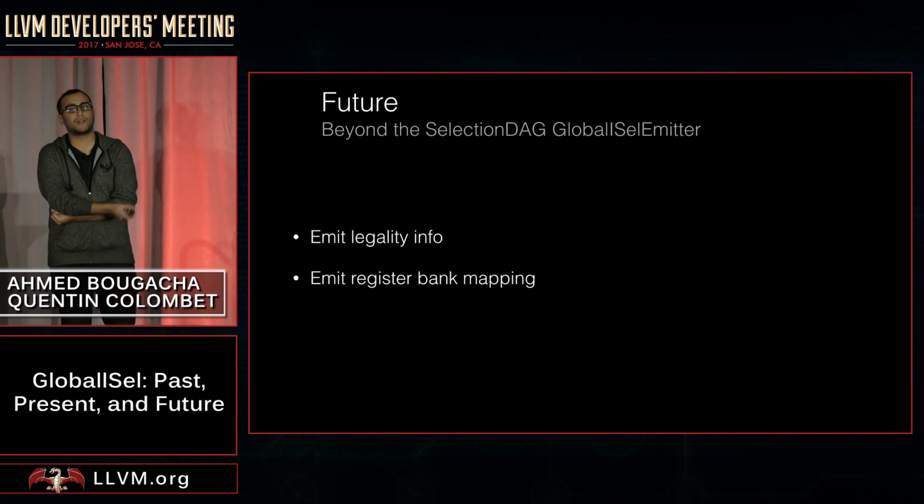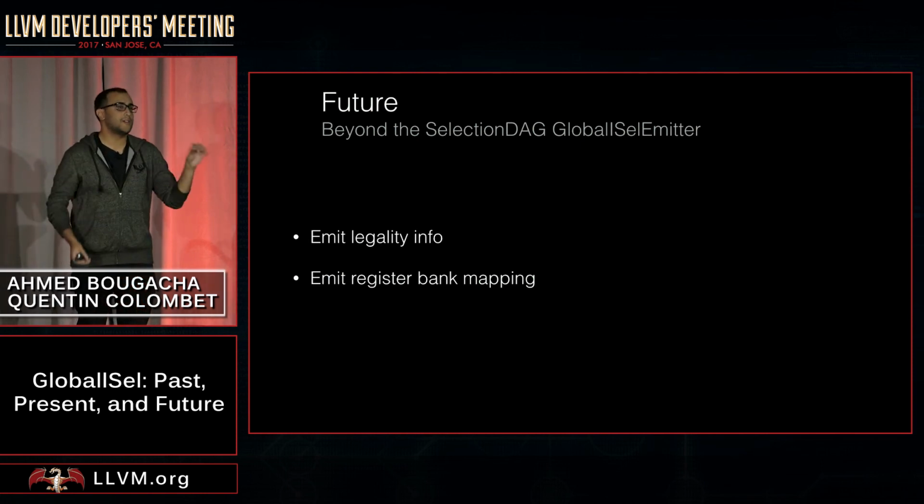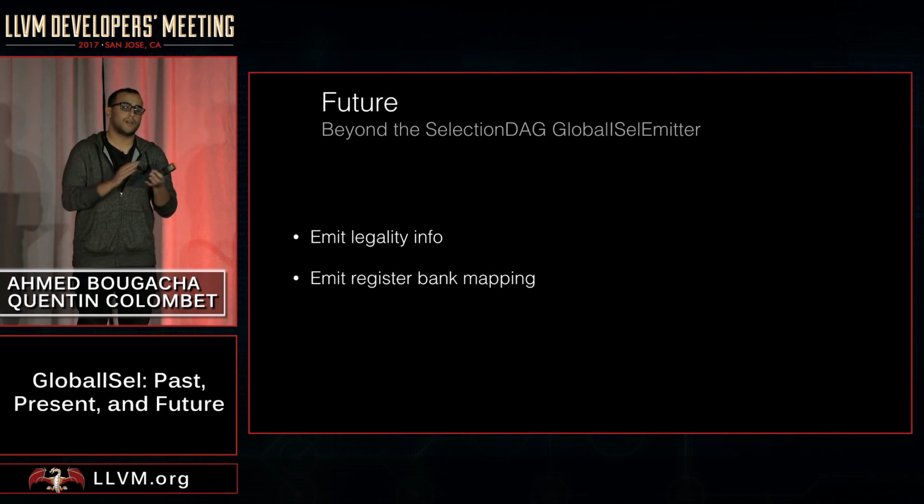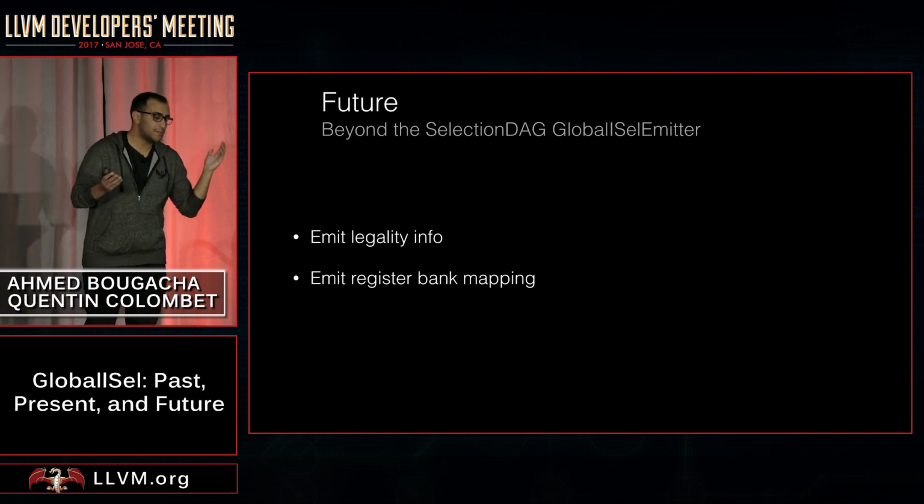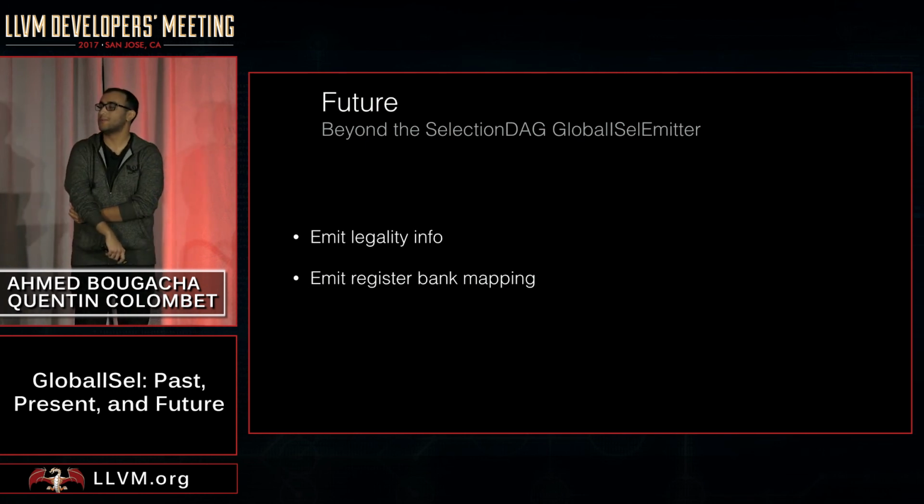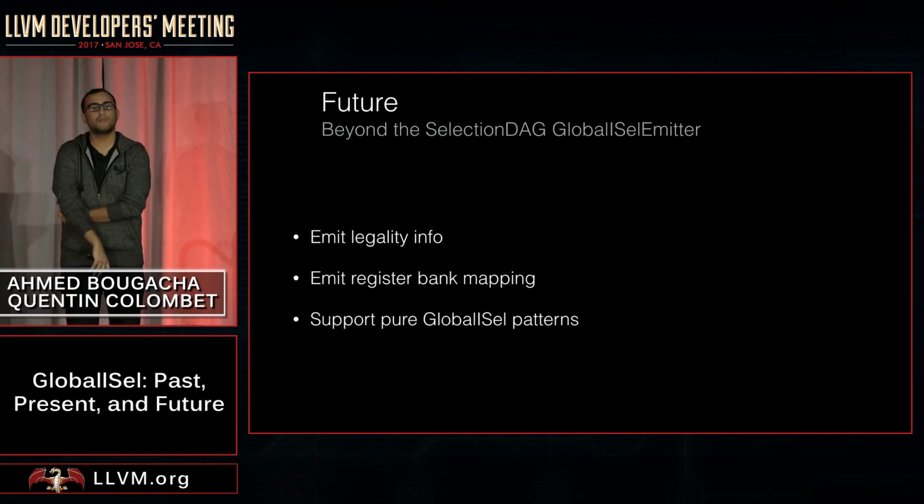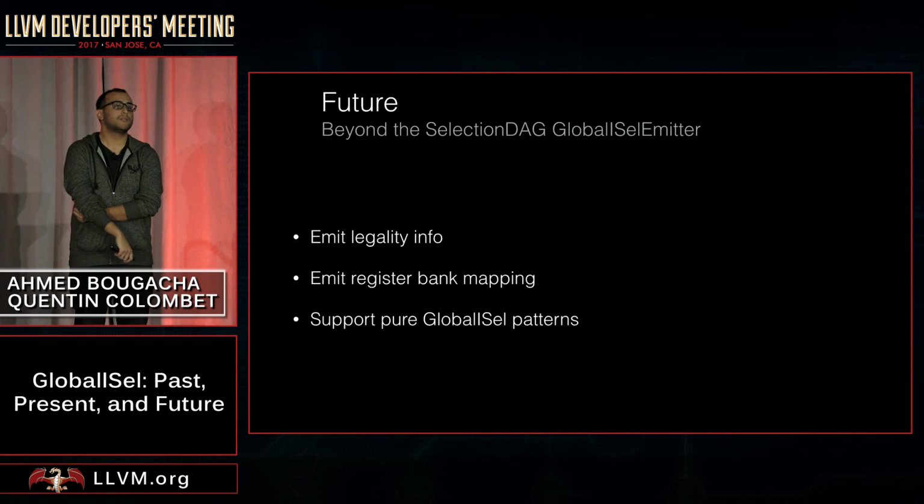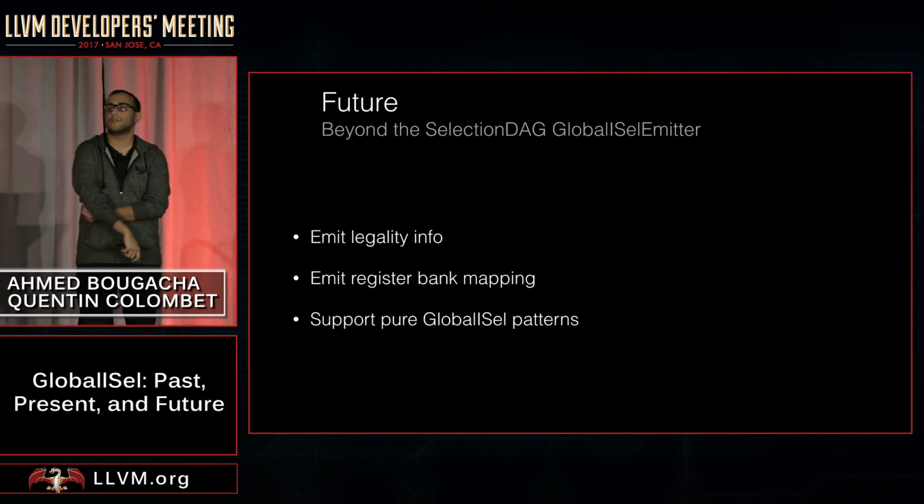We started generating the register bank definitions, but we can also generate the individual mappings for each of the instructions and the operands inside the instructions using selection DAG, because again, we know that for this mul i32, we can go to the GPR register bank. And finally, as we move away from selection DAG, we'll have to consider writing our own selection patterns. So pure GlobalISel patterns, which would still reuse lots of the machinery that we have in TableGen, but would look pretty different.